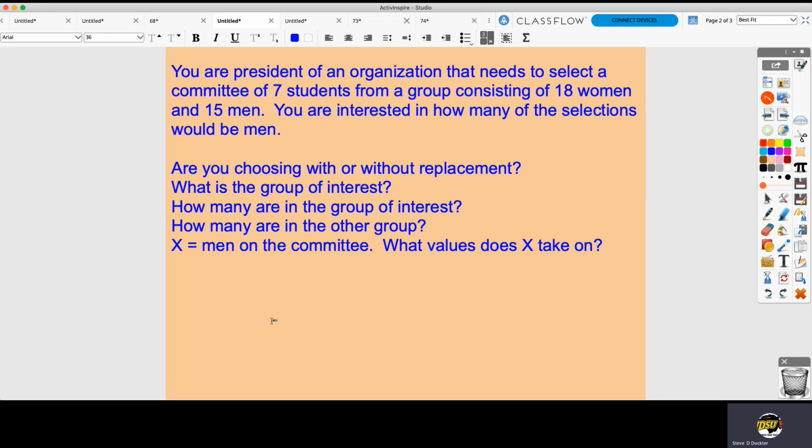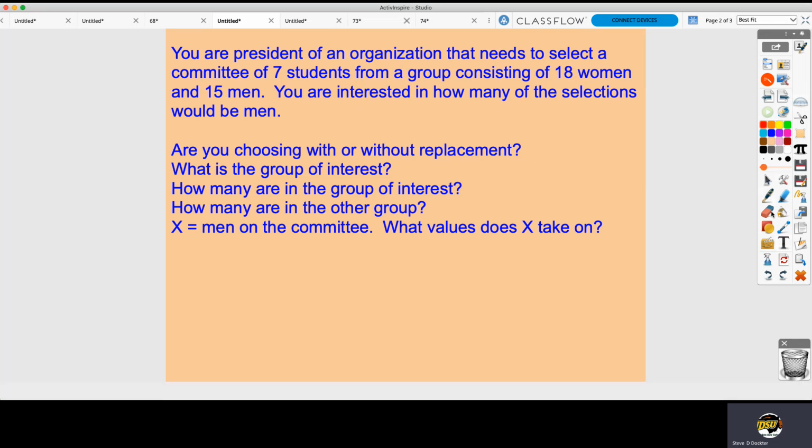All right, so we have our situation up there. To answer these different questions, I think of this common sense wise. You are in charge of getting a committee of 7 students together. You have your groups there. Because we have 2 groups, this is a hypergeometric situation.